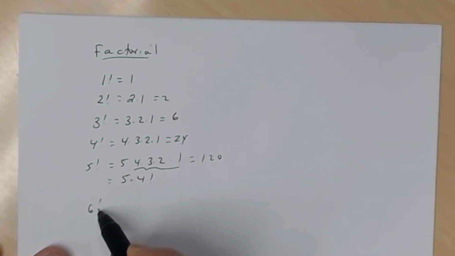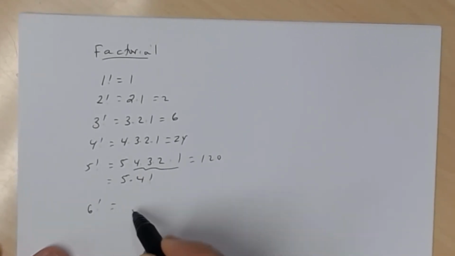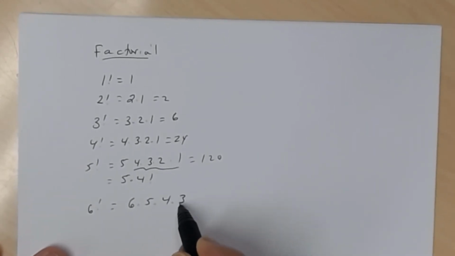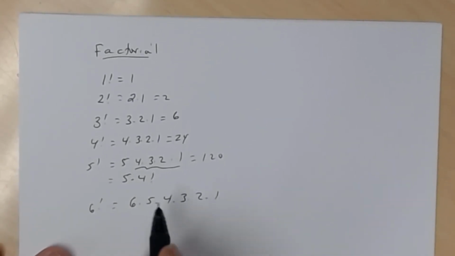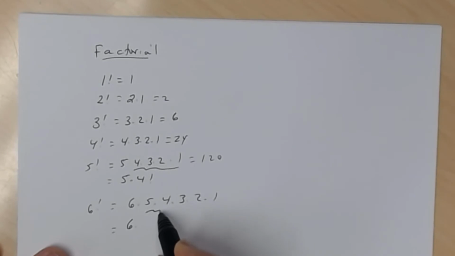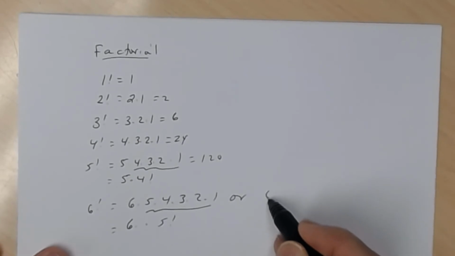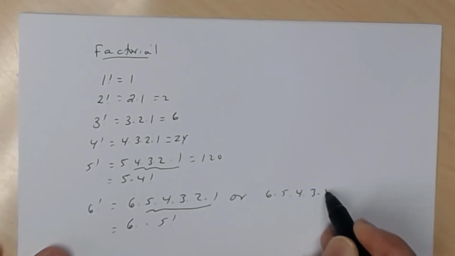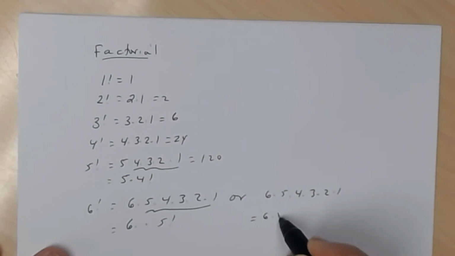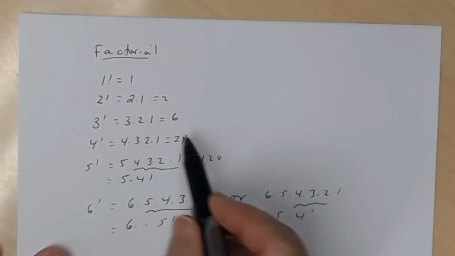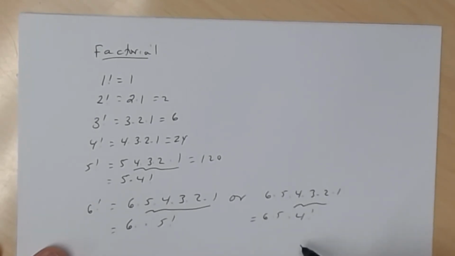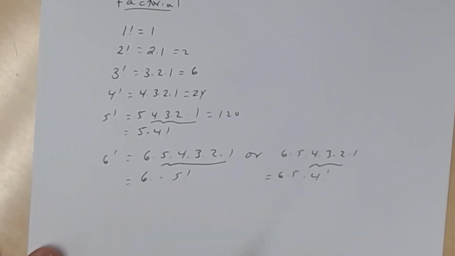And using that same idea, what if I had 6 factorial? Do y'all agree that 6 factorial is 6 times 5 times 4 times 3 times 2 times 1? And if I wanted to, do y'all agree I can write this as 6 times, and then that is 5 factorial? Or if I wanted to, I want you to look at this. Couldn't I also write it like this? Couldn't I say 6 times 5 times 4 factorial if I wanted to? Because 4 times 3 times 2 times 1 means 4 factorial. Right here, 3 times 2 times 1 is 3 factorial. So a bunch of ways I can write these factorials. Okay?